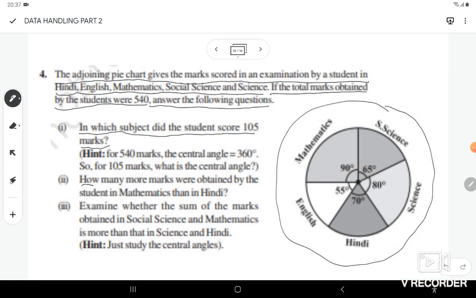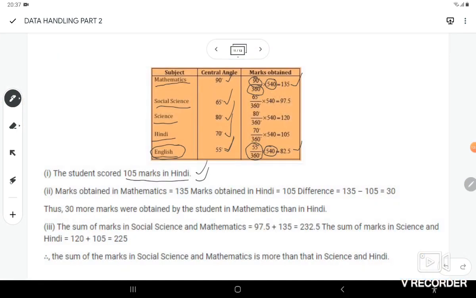Next question says, how many more marks were obtained by the student in mathematics than in Hindi? So we have to simply find the difference between mathematics and Hindi. In mathematics you can see he scored 135 marks, and in Hindi he scored 105 marks. So the difference 135 minus 105 gives us 30 marks. So the student scored 30 more marks in mathematics than in Hindi.